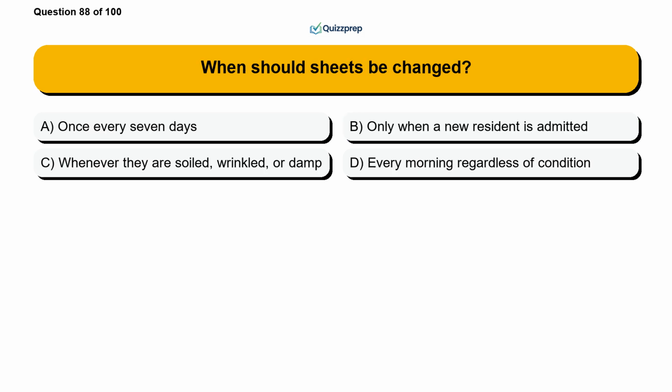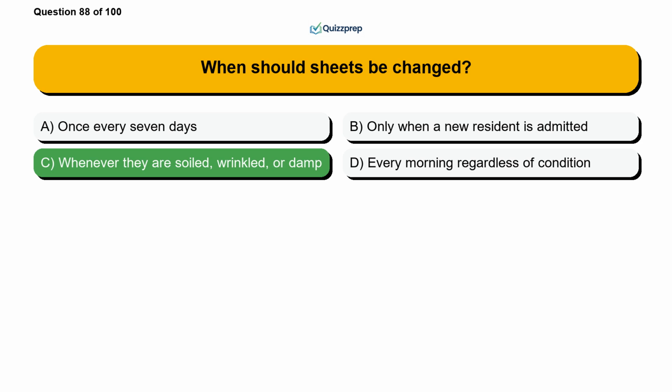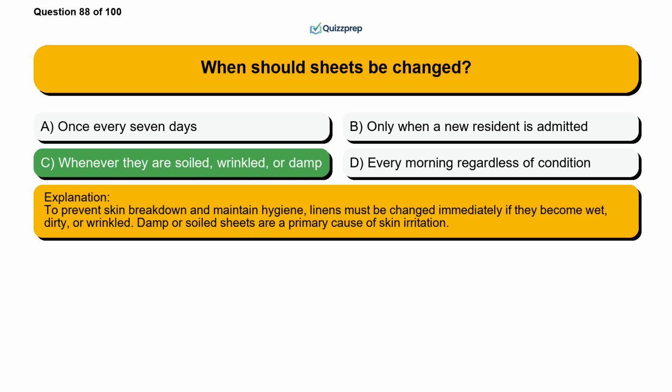Question 88. When should sheets be changed? Option A, once every 7 days. Option B, only when a new resident is admitted. Option C, whenever they are soiled, wrinkled, or damp. Option D, every morning regardless of condition. The correct answer is option C, whenever they are soiled, wrinkled, or damp. To prevent skin breakdown and maintain hygiene, linens must be changed immediately if they become wet, dirty, or wrinkled. Damp or soiled sheets are a primary cause of skin irritation.